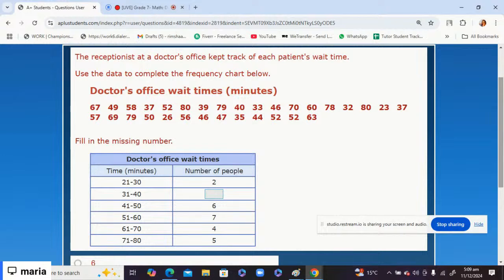The receptionist at a doctor's office kept track of each patient's wait time. Use the data to complete the frequency chart below. Okay, this is again the frequency chart. The numbers are a lot, because the smallest number is 23, I think. Yeah, it's a 23, and the greatest number is here. It's an 80. Yeah.